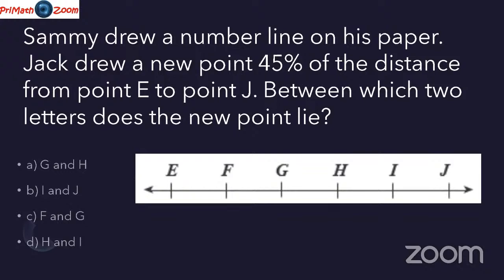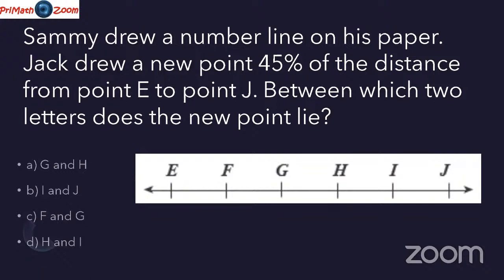Where did Jack draw that 45% new point? The new point, where did he put it? So I see you guys giving some answers. You're saying A, G, and H. I'm not saying you're correct. I'm not saying you're wrong. But we have to talk about it first. So let's talk about it. So we have point E, F, G, H, I, and J.